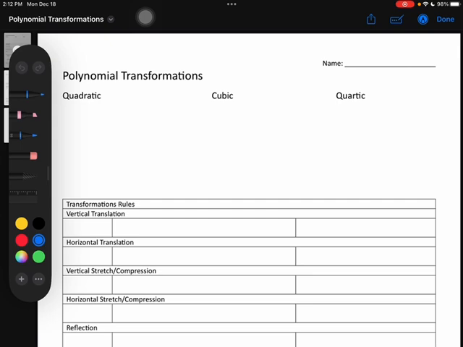The first is quadratic. So draw a little xy axis here. And we know quadratic is y equals x squared. And the most basic quadratic looks like this, right? It has a U shape. That's a quadratic.